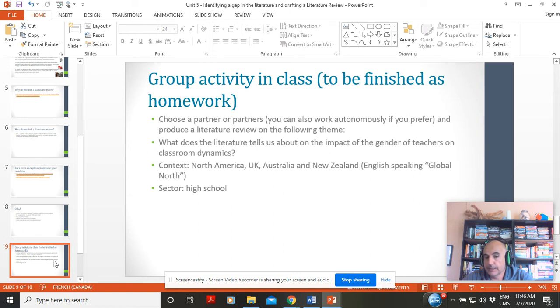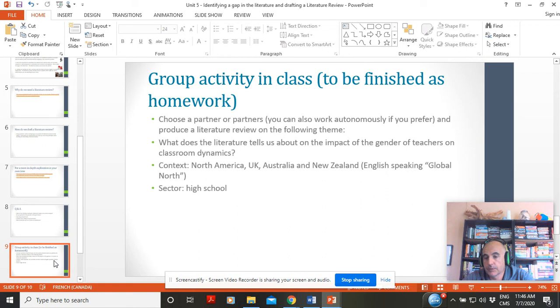So for the sake of this exercise, we're going to limit ourselves to the English-speaking global north: North America, UK, Australia, New Zealand, avoiding the rest of Europe because it's not English-speaking. And we're going to look at high school. To be honest, if your group or you want to look at elementary school or middle school, I'm not bothered. I'm just fixing it arbitrarily.